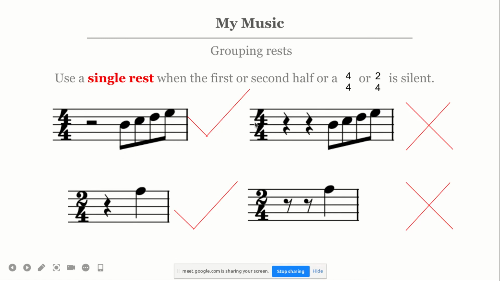So in 4/4, you can see the first one here is right because the first 2 crotchet beats are represented by a minim rest. You should not split them like this. And remember, this is only for 4/4 and 2/4. Use one rest for the first half or the second half. If you divide it, you get it wrong.